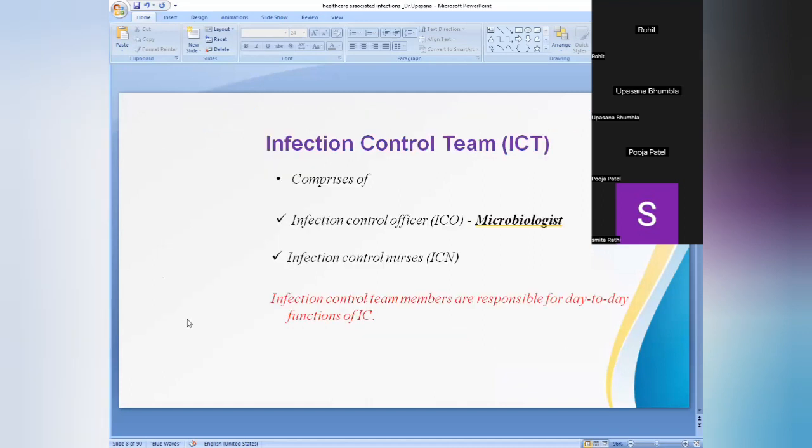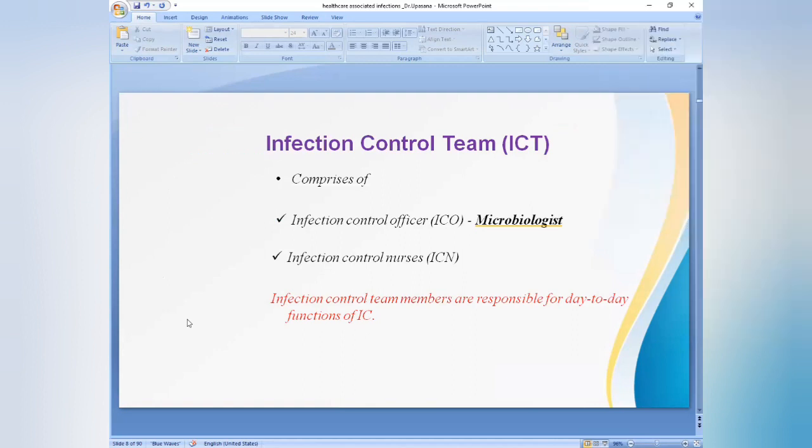Moving on, next we have the infection control team. The day-to-day practices and the day-to-day challenges are reported to the ICT, which comprises the infection control officer, who has to be a microbiologist, and the infection control nurse, of whom for every 250 beds we have one single infection control nurse. So infection control team members are responsible for the day-to-day functions of infection control.